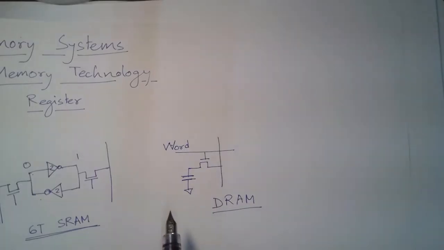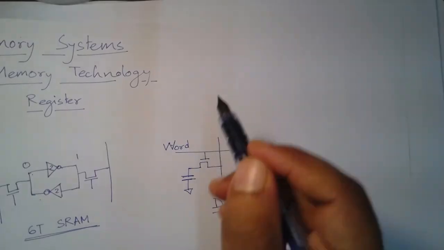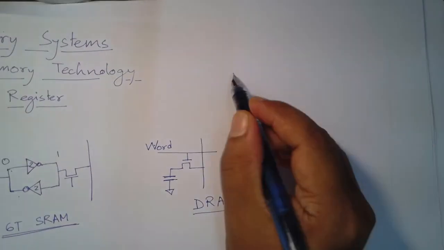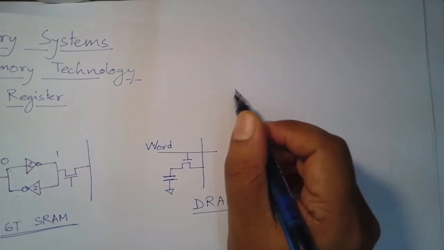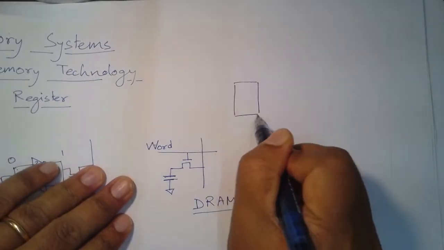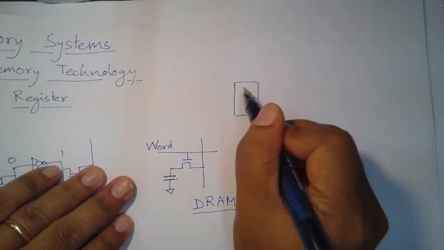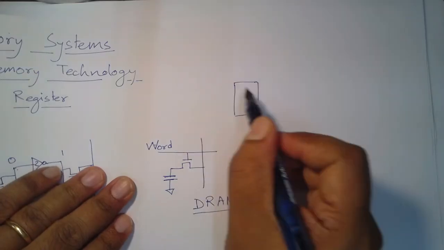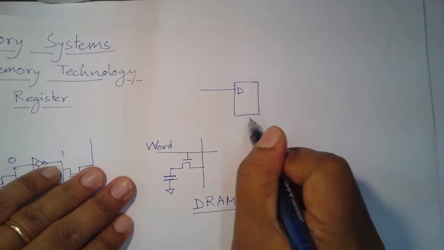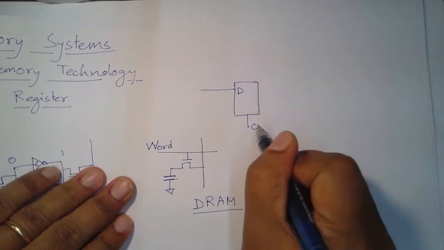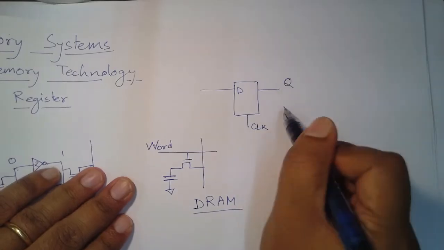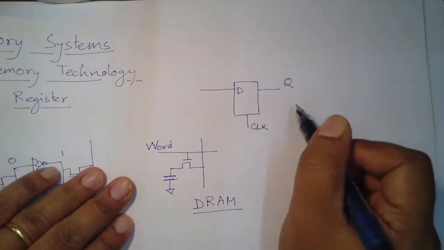Now, what is a latch? As all of you should know, let us look at a D latch. A D latch is a module or device which has an input called the D input, then there is a clock input, and then there is an output which is called Q. Sometimes you will have Q bar as well as an output.